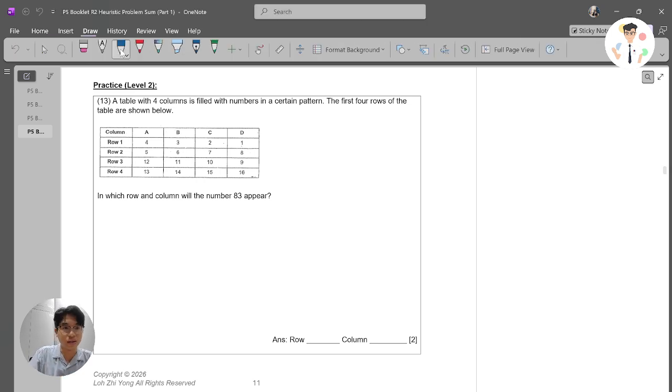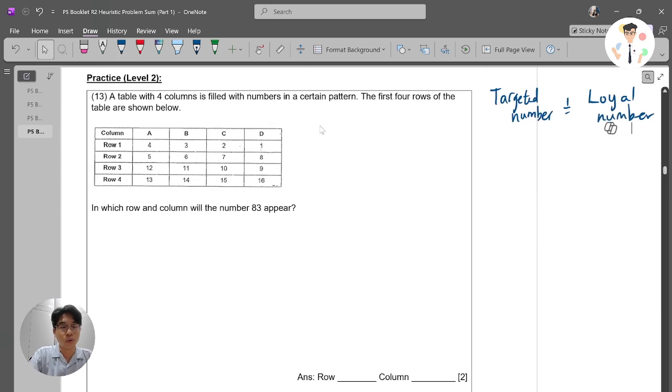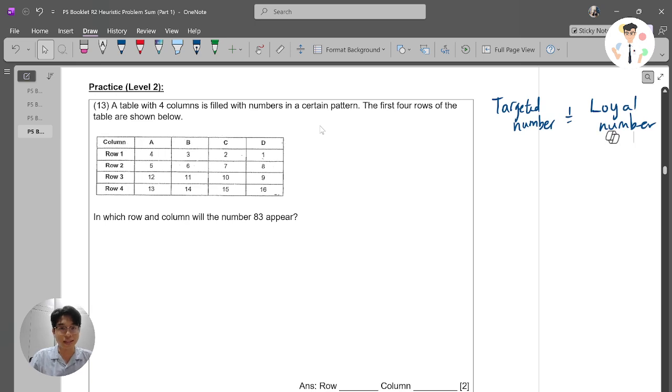So what we have learned is always again we use the targeted number, we divide by the loyal number. Now, this concept still applies. So let's look at this question in detail. A table with 4 columns is filled with numbers in a certain pattern. The first 4 rows of the table are shown below.